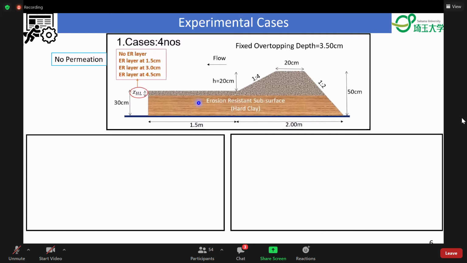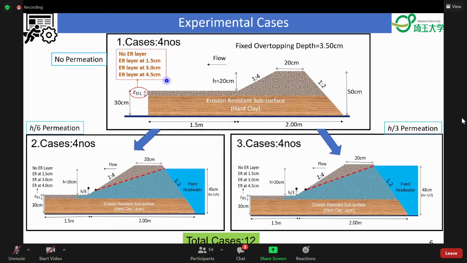To achieve our objective, initially we constructed 4 embankment models, having 3 different positions of erosion resistant layer at 1.5, 3 and 4.5 centimeter, and 1 case without any erosion resistant layer. To check the effect of prolonged immersion, we constructed another 8 embankment models. First, 4 for H/6 permeation, that means fixed headwater causes the phreatic line to intercept the downstream slope at H/6. On the other hand, another 4 embankments were conducted under H/3 permeation. That means the phreatic line intercepts the downstream slope at H/3. Then all the 12 embankment models were conducted under a fixed overtopping flow depth of 3.5 centimeter.